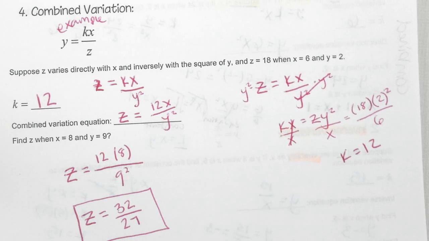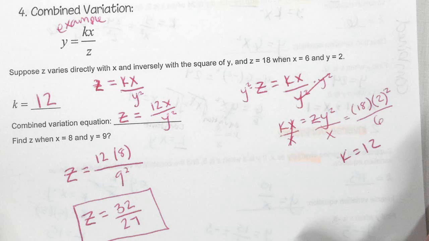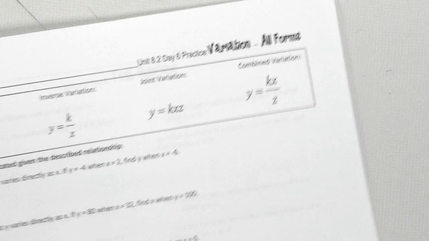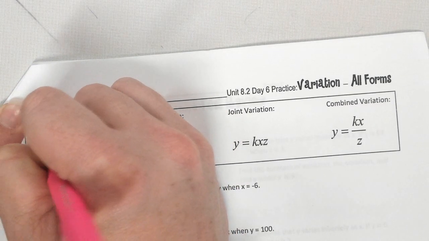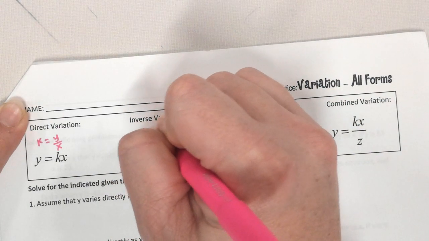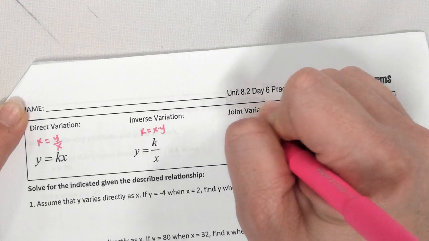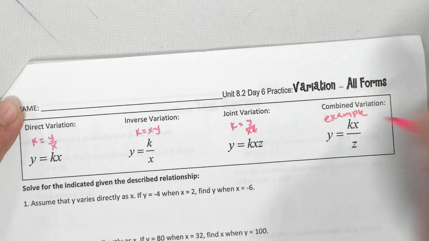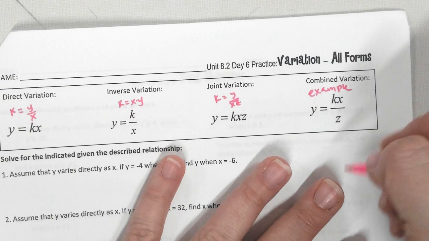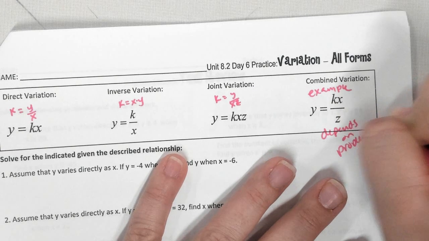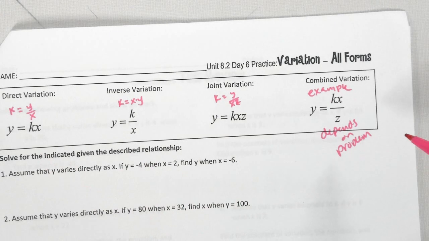Okay, so don't let these stress you out. There's 2 things I do want to tell you on your review, your practice. You can write your k equations above, so k equals y over x, k equals x times y, k equals y over xz, and then remember, this is your example, this one's the weird one. So this depends on your problem. Okay, so that's just kind of your cheat to find your constant.